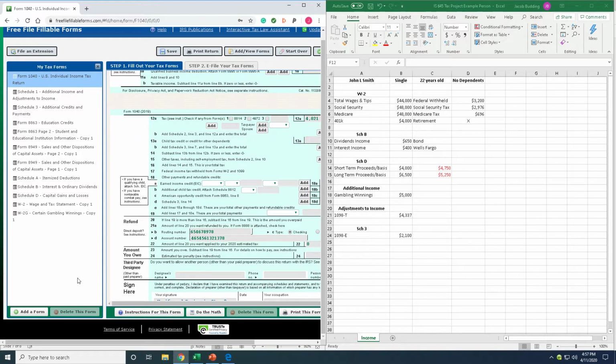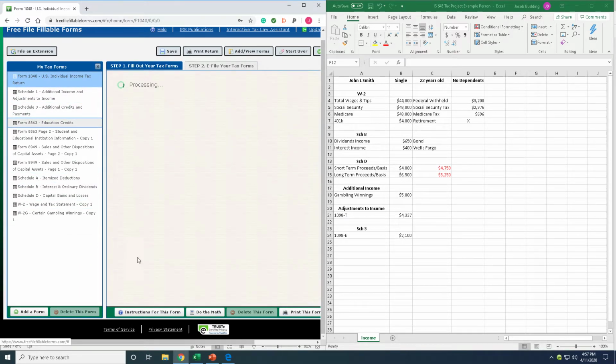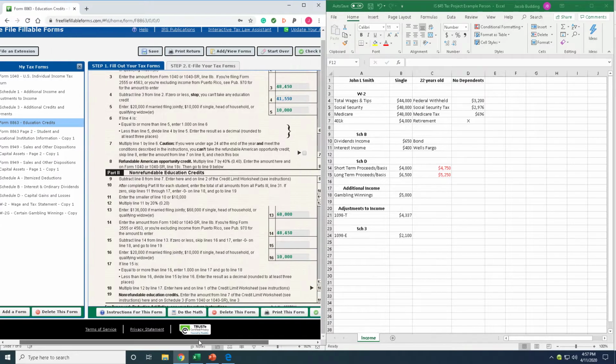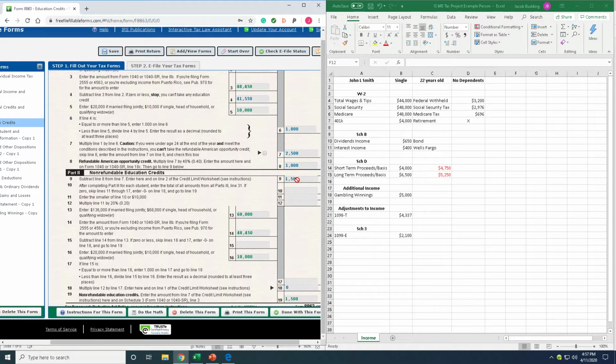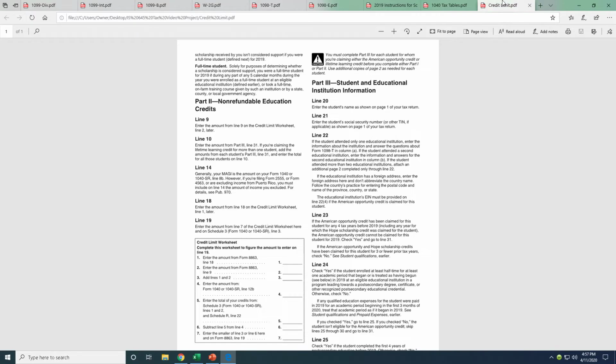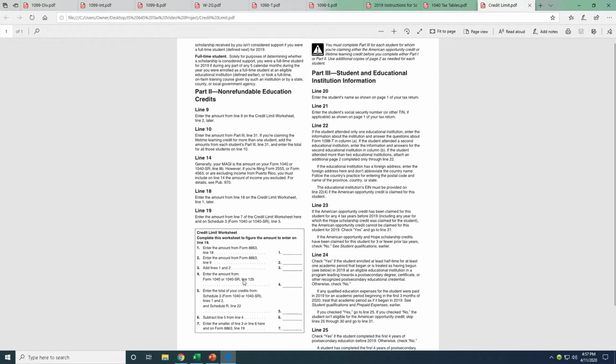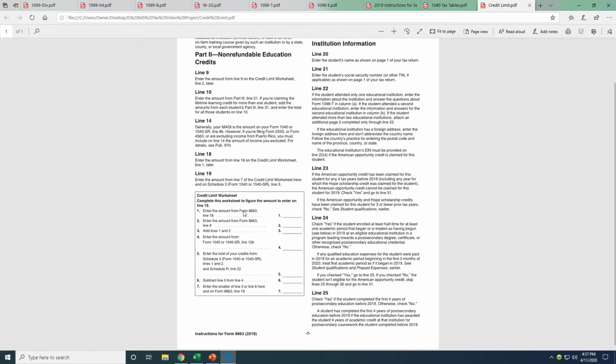Let's go back over here. And this was for the non-refundable credit, which is that $1,500. So subtract line 8 from line 7 on the credit limit worksheet. Let me pull that up. So this credit limit worksheet, enter the amount from Form 8863, line 18.